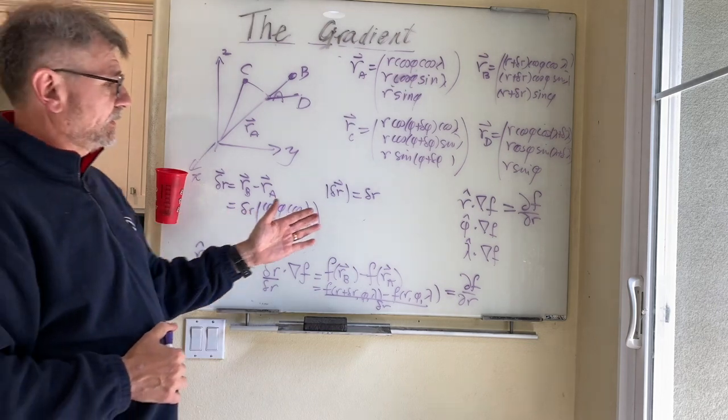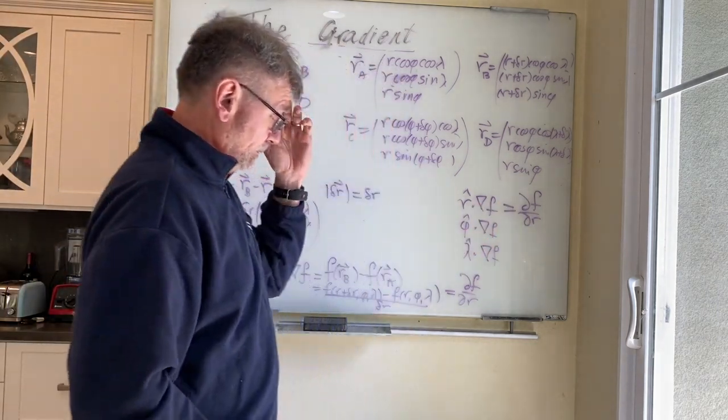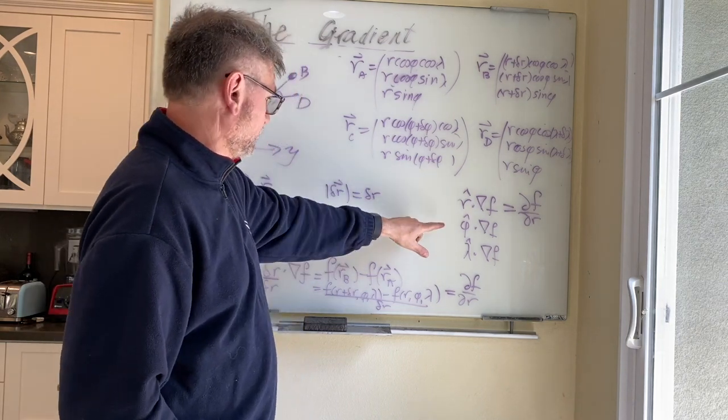So it looks a lot like a Cartesian expression, right? You just take the partial derivative with respect to the coordinate. But it'll be slightly different for these two. So let's now do the phi hat direction.